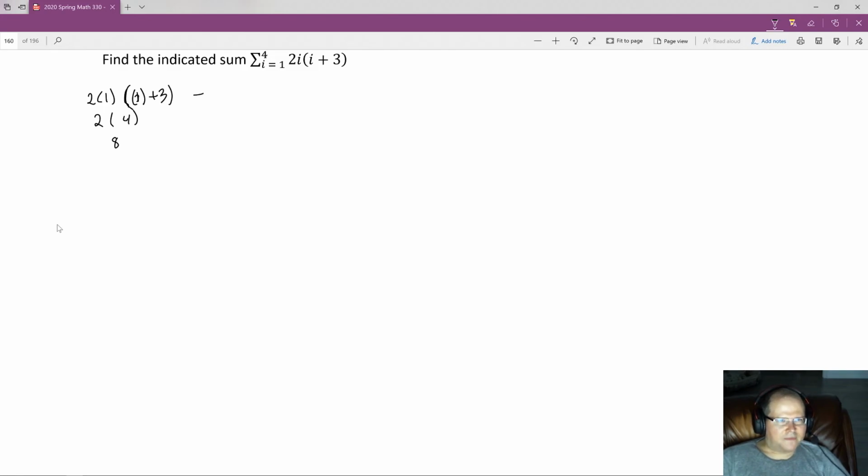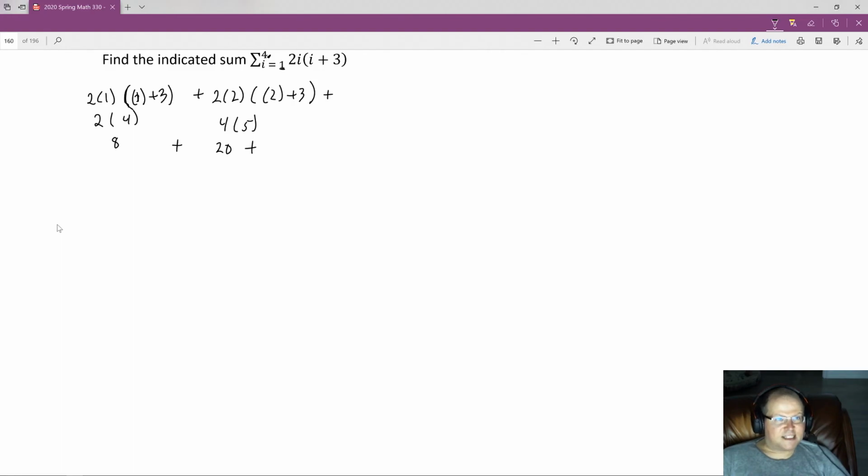We also want to add that to 2 times 2 multiplied by 2 plus 3. 2 times 2 is 4. 2 plus 3 is 5. 4 times 5 is 20. The next one in the sequence, now we're dealing with 3. So again, we start with i is equal to 1, and then we're going to finish with i is equal to 4 over here. So we've already done the first two.